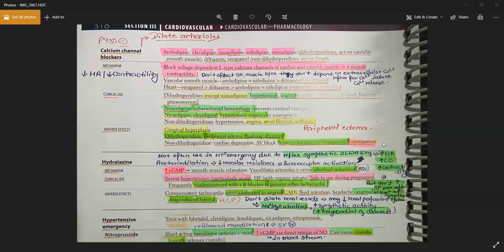Okay. They can cause constipation because smooth muscles are also present in your GI system. They will inhibit the smooth muscles there and they can cause constipation.